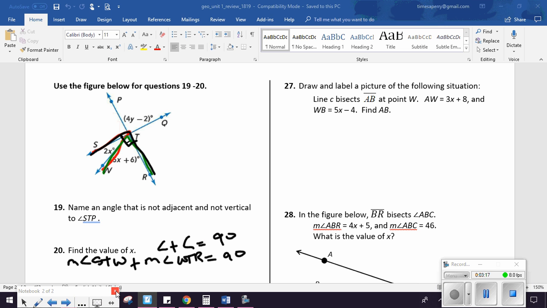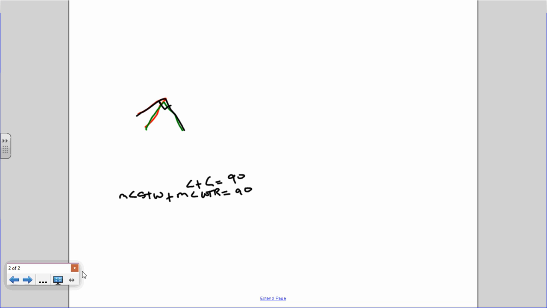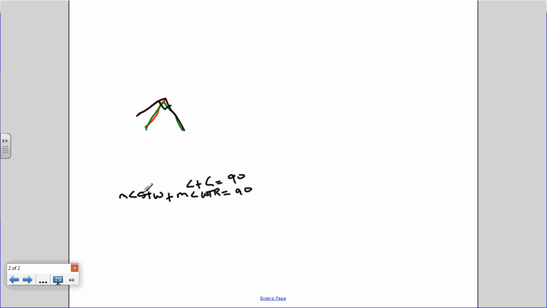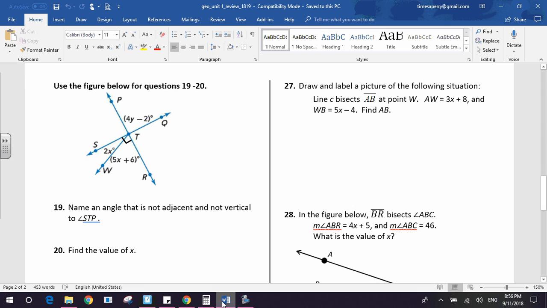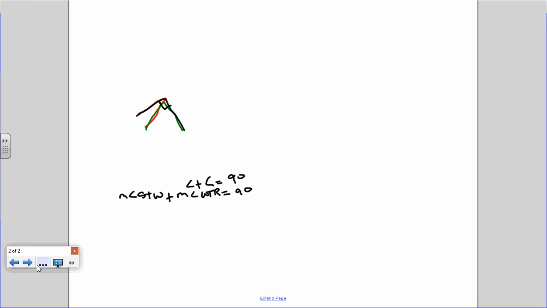I'm going to change screens so I have more space. Oh, dang it, I need the picture. So we have 2x plus 5x plus 6 equal to 90. Now let's solve for x.